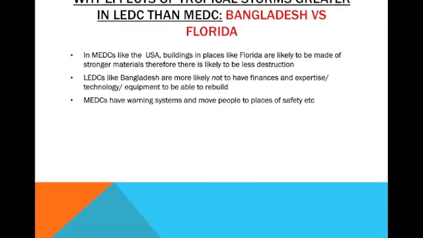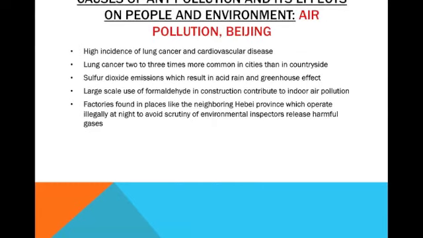And also, MEDCs do have warning systems and move people to places of safety, because in MEDCs we have a lot more scientists who can predict storms than in a poor country.